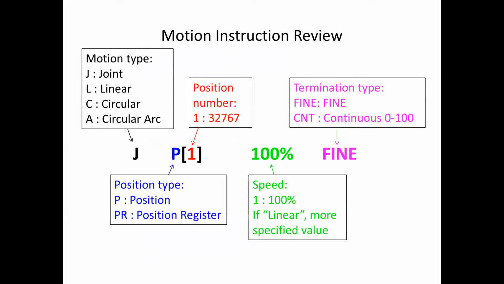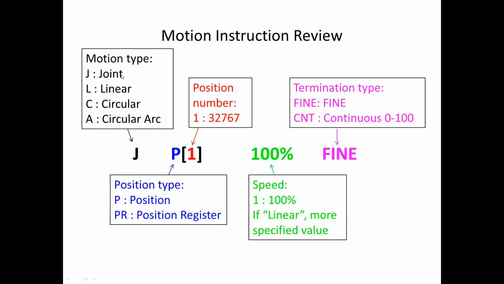In this slide, I will review the motion instruction. When we jog the robot to a point, we record this point in the program. A line of motion instruction will be recorded. Here is one line of the motion instruction, J P1 100% FINE.